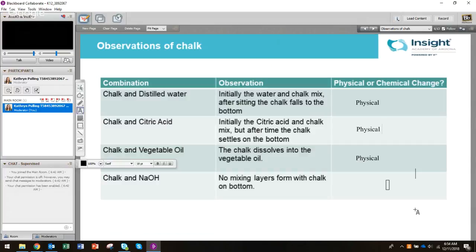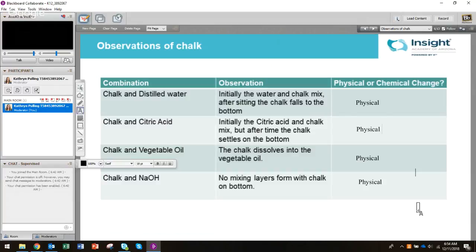All right, so chalk and sodium hydroxide, no mixing, layers form with chalk on the bottom. All right, okay, none of this matches a sign of a chemical reaction. So all 4 of these were physical changes. All right, so don't be afraid if that happens a lot. You will see lots of physical changes in this one.